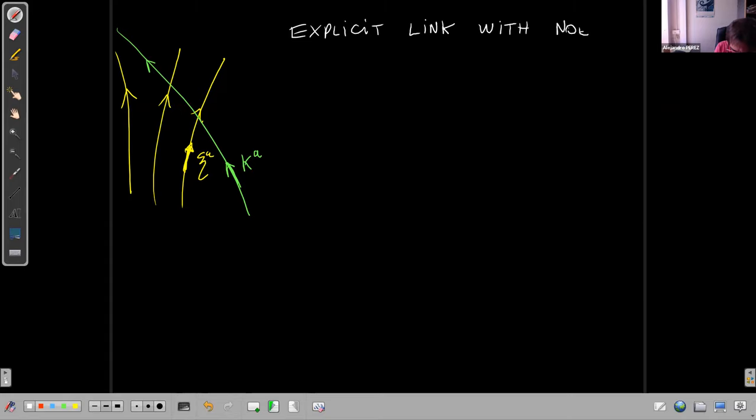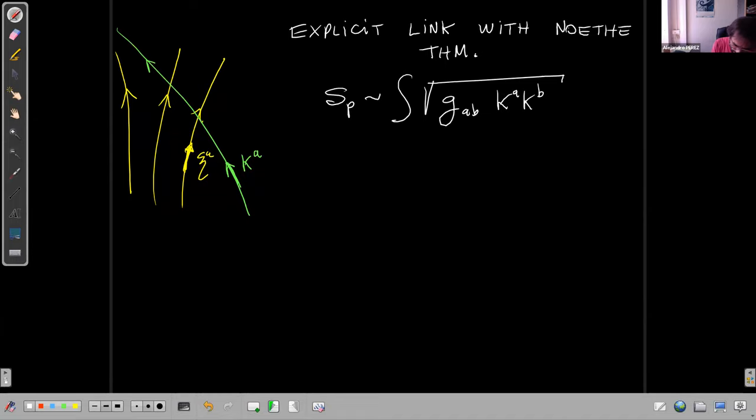That I leave as an exercise. But I tell you how you would go about proving it. I mean, it's very easy. If you consider a test particle, a free particle, you have to write the action that will lead to the geodesic equation. Remember, the green curve here is a geodesic. What is the action that gives you this? It's an action which is proportional to the integral of the length, g_ab K^a K^b d lambda. And more explicitly, in coordinates, the action is g_mu nu dx^mu/d lambda dx^nu/d lambda. This is the action whose equations of motion give you the geodesic equation, right?